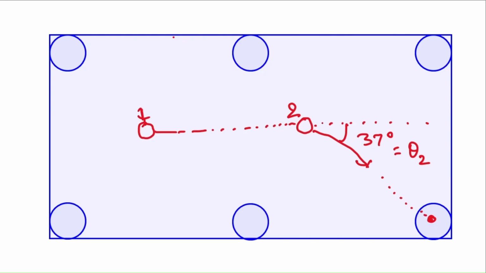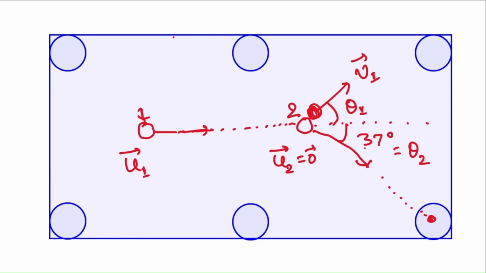What will happen now? If this ball hits the second ball at rest and the second ball moves along this direction, the first ball will also move in this direction, making some angle. Let's say this angle is theta 1 with this horizontal. So we have to find this theta 1. How can we proceed? Let's say the initial velocity of ball 1 is u1 and the initial velocity of the second ball or target ball is 0. After collision, let's say the final velocity of ball 1 is v1 and the final velocity of ball 2 is v2.